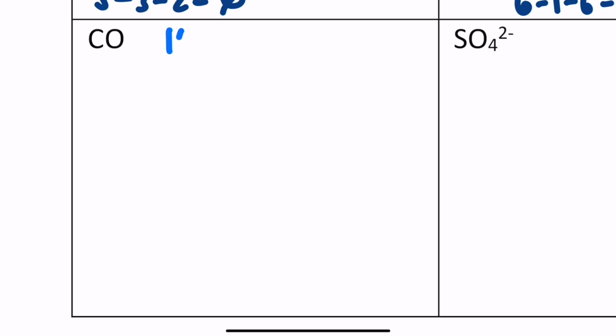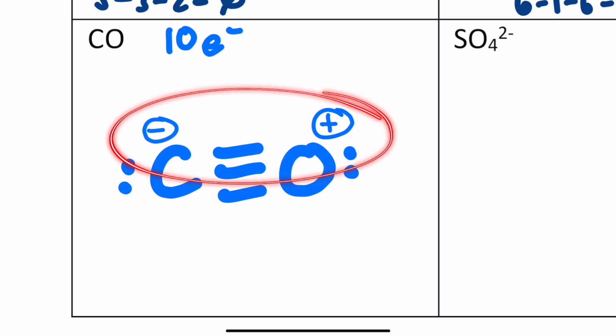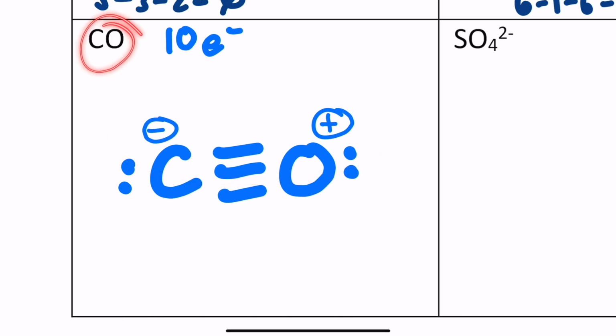So the carbon monoxide molecule has 10 valence electrons. That's a CO triple bond. There's a lone pair on each one, and the oxygen will have a formal charge of plus. The carbon will have a formal charge of minus. So there are 2 charges, but overall it's net neutral.